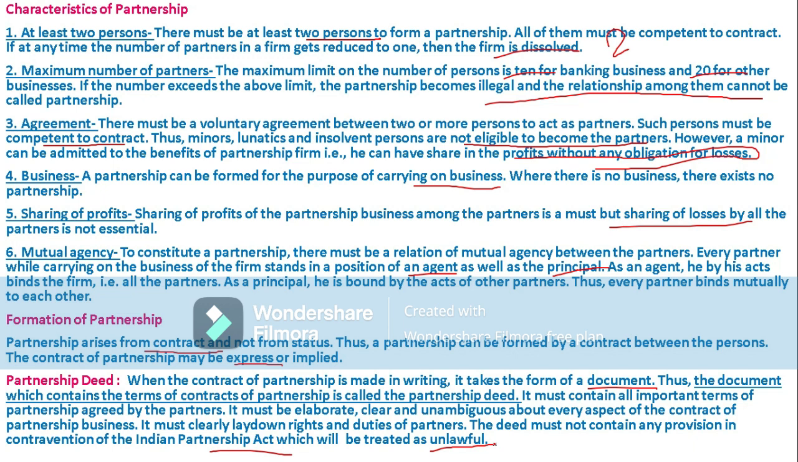So the formation of a partnership happens either in express form or implied form, and for that there will be a partnership deed, which is a documentation containing all the rights and duties, all the obligations, all the provisions, all the activities needed for the business operations. If it is not according to the provisions of the Indian Partnership Act, it will be treated as unlawful.